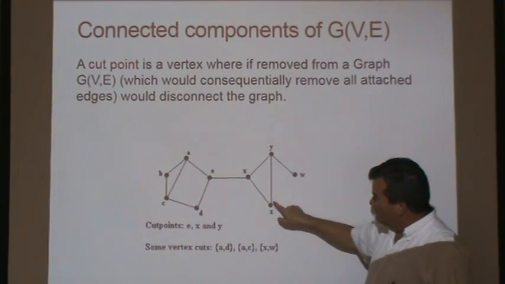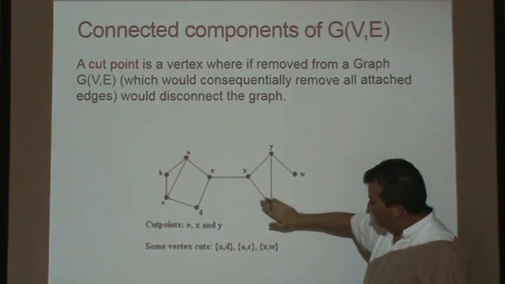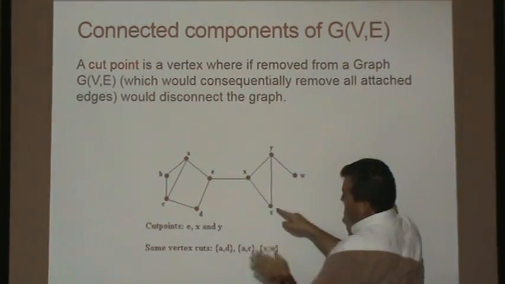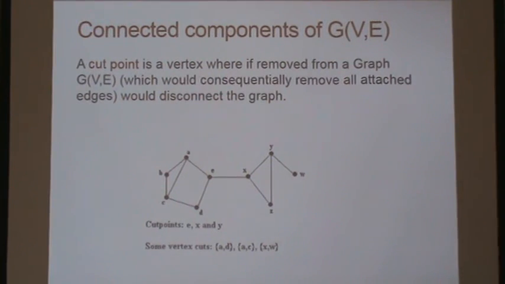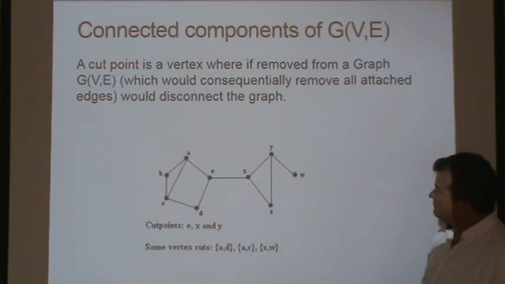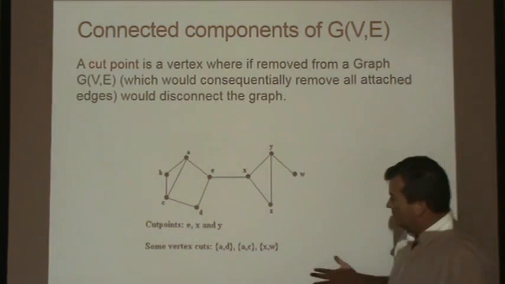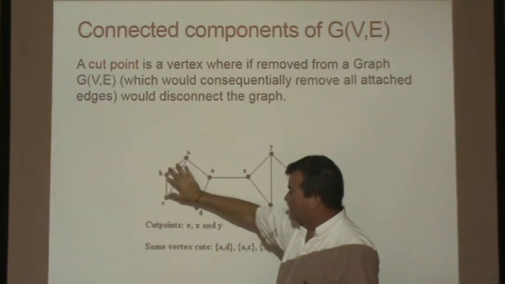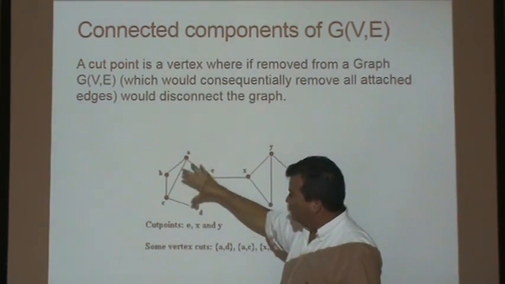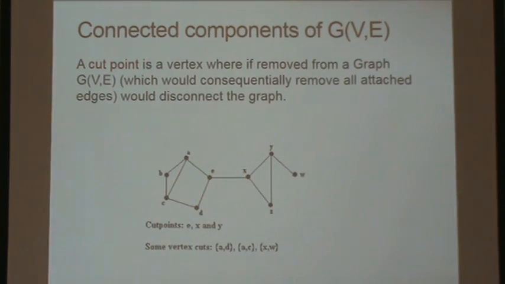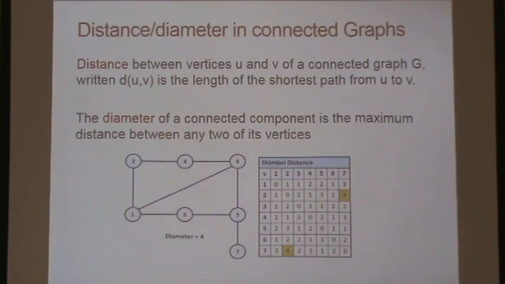But for example, C would not be a cut point, Z would not be a cut point. If we remove this, which means these two would be gone, this would still be connected. So Z won't cut the graph and turn it into extra connected components. Similarly, if you remove B, B would be gone. The remainder would still be one big connected piece. So those would not be considered cut points. Okay.